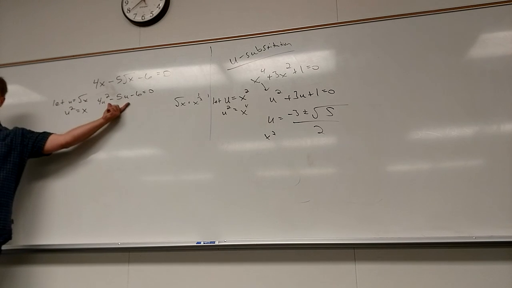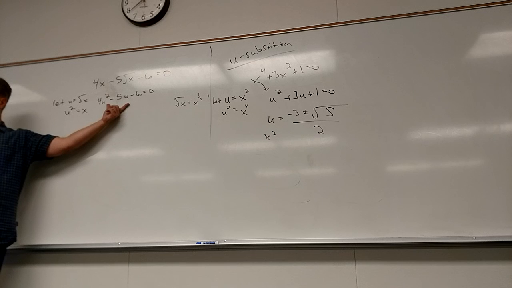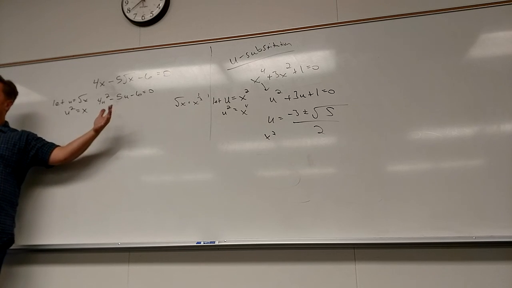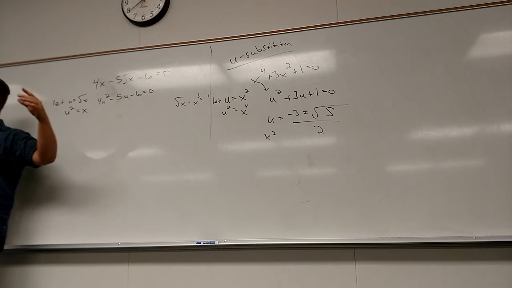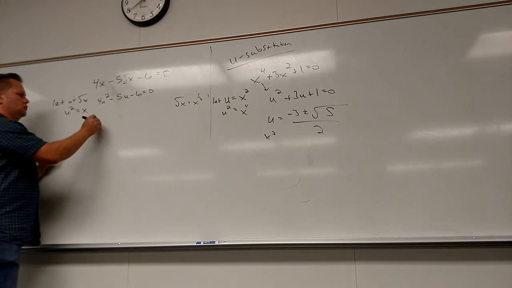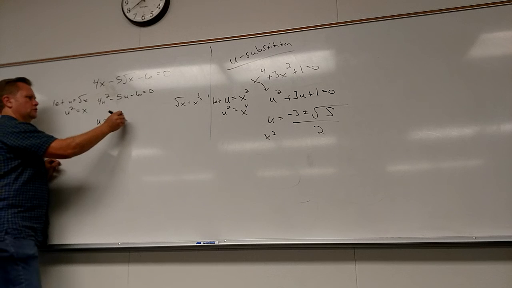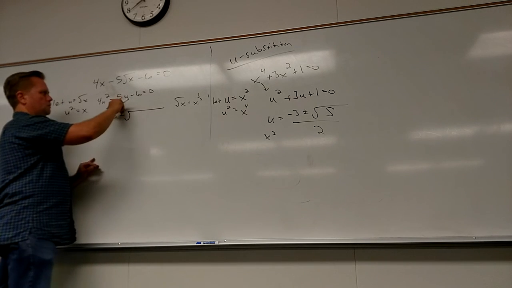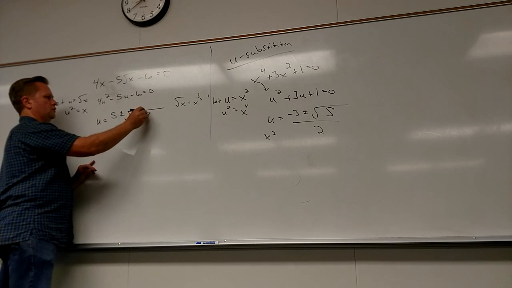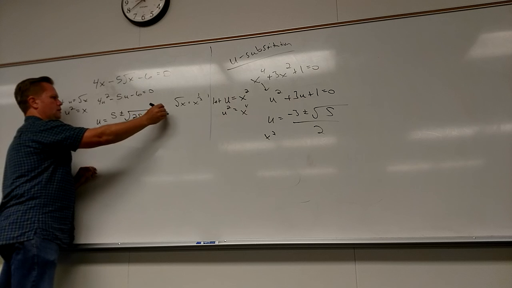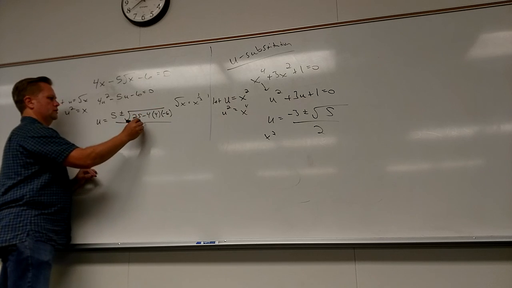You can actually factor this thing. But if you don't want to factor it, that's fine. Let's use the quadratic formula. Why not? So u equals negative b, plus or minus the square root of b squared minus 4 times a times c, all over twice a.